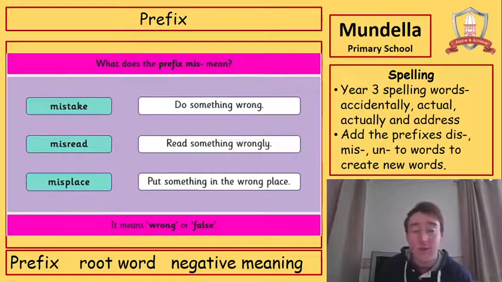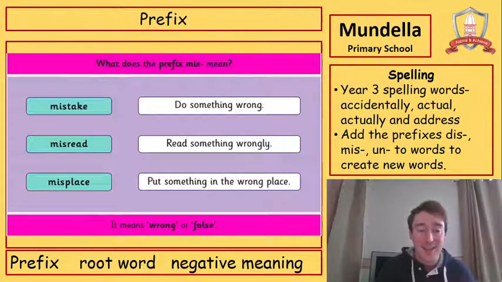Well, we've got 3 words here. We've got mistake, and we know that that's to do something wrong, to make a mistake. Misread, that's to read something wrongly. It's good. That's something that I try not to do when I'm talking to you and looking at these slides. And then misplace is to put something in the wrong place. So what does miss mean? It means wrong or false.